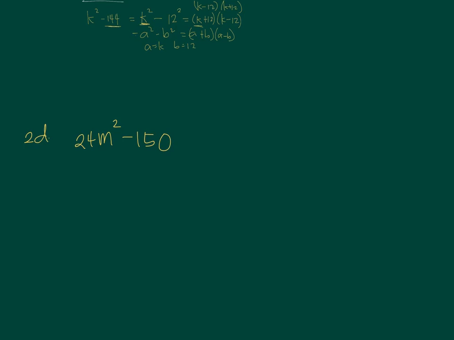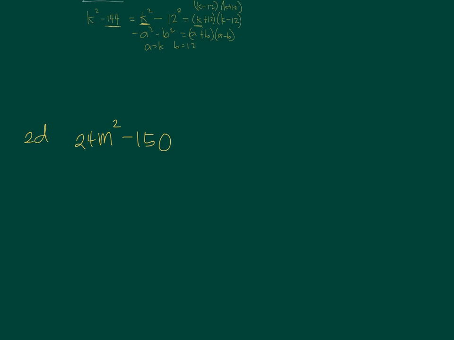Factoring out the greatest common factor, and then factoring if the given expression is a difference of two squares. So in any expression, the first thing you have to check is: is there any common factor? You have to look for the greatest common factor first before applying any special factoring techniques. So 24m squared minus 150, I could see that 24 is an even number and 150 is an even number, so we could say that this can be divided by 2.